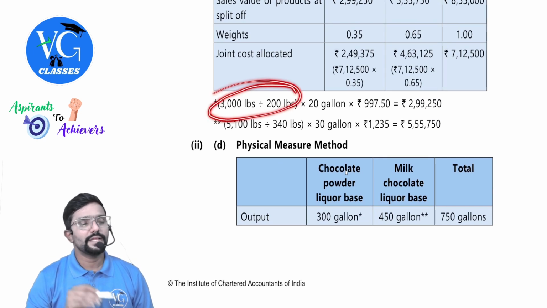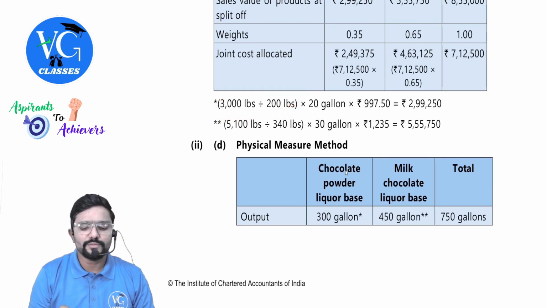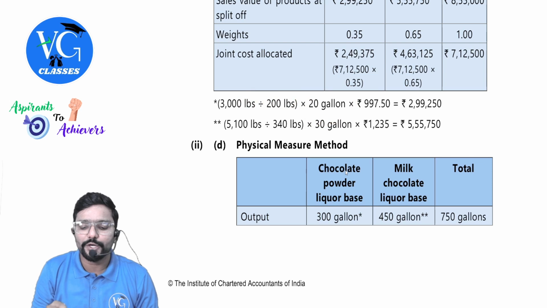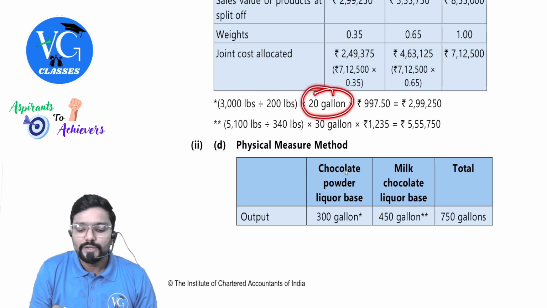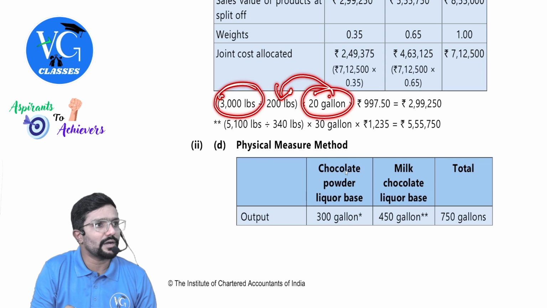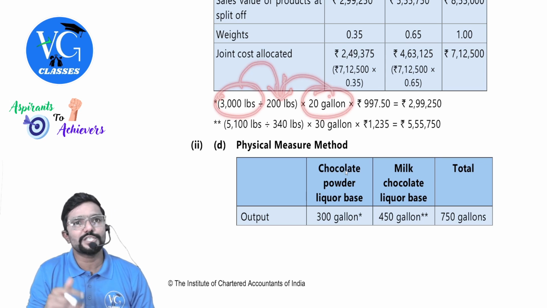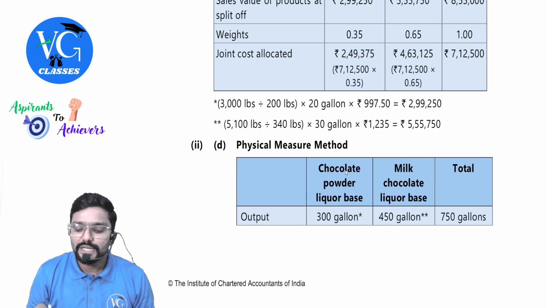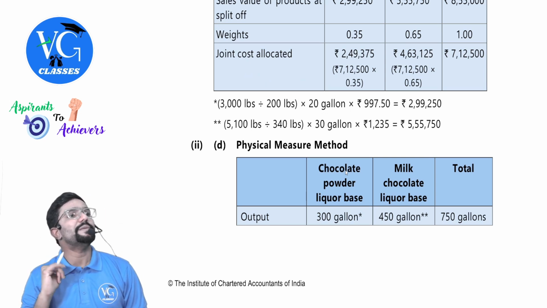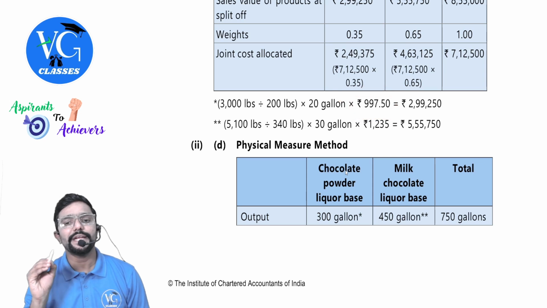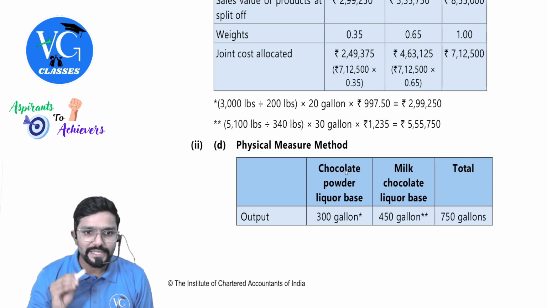Hope you are understanding. 3000 divided by 200, both in pounds, into 20 gallons. Simple. In that paragraph they told this is the intermediate product. So 20 gallons will give us 200 pounds of chocolate powder. Now we have totally produced 3000. If I divide, how many total gallons will I get? Into 20. So what we are getting here is the output of the intermediate product. And what is the selling price of it? 997.50.